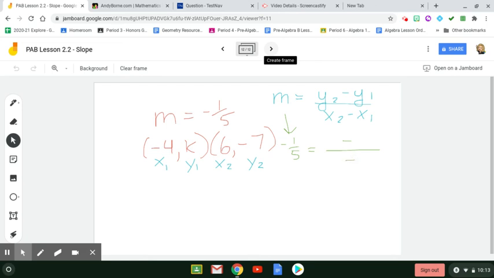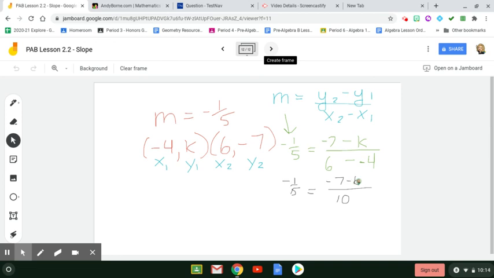I know y sub 2 is negative 7. I know y sub 1 is the variable this time. X sub 2 is 6. And x sub 1 is negative 4. Okay, let's start simplifying some things down. So I'm going to rewrite my negative 1/5. Okay, 6 minus negative 4, that's going to give me 10.